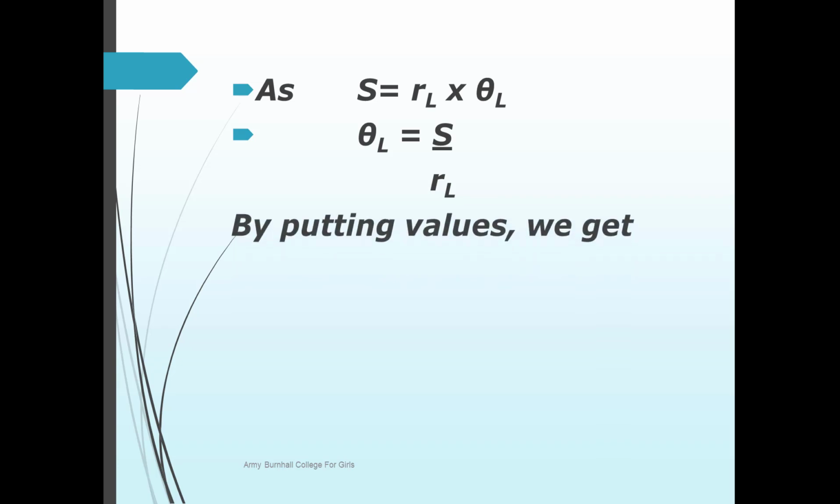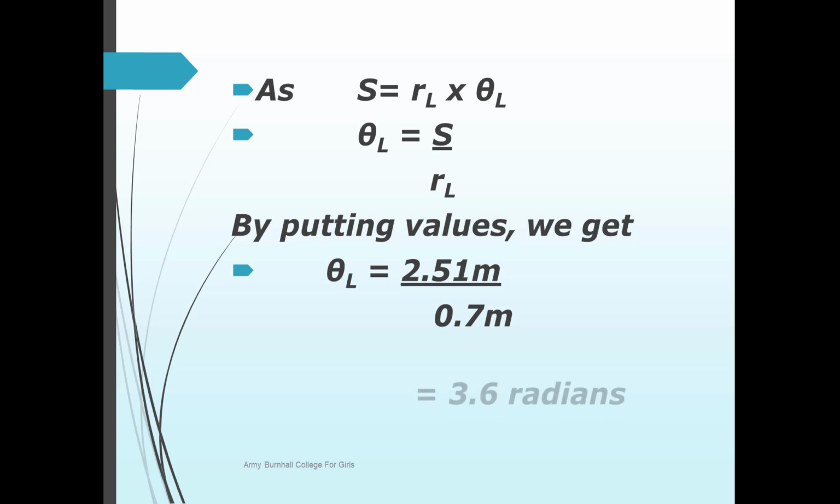So what we will do? We know that S is equal to RL multiplied by theta L, and we have to find out theta L. By dividing by RL on the other side, we get theta L is equal to S divided by RL. By putting the values, we get 2.51 meters divided by 0.7 meters. 2.51 meters is the arc length we calculated, and 0.7 meters is the given value, the radius of the larger gear. So we got this value as 3.6 radians.